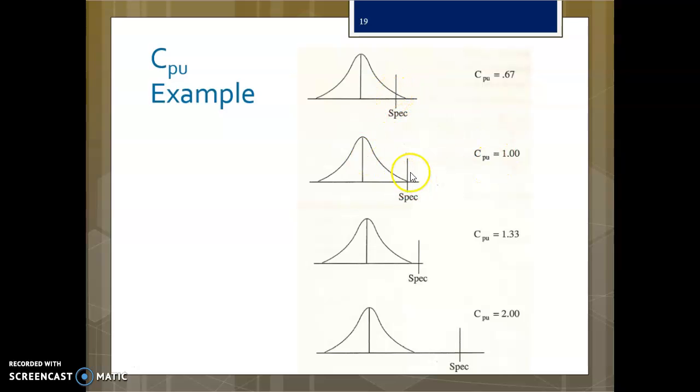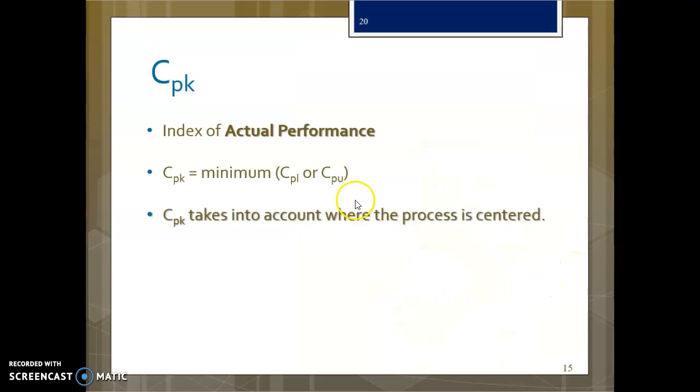Here it's 1, it's perfect, all the upper limits are good. 1.33 means it's even better. And then 2 means they're just really looking good. You're not getting anything, you're getting everything really, really finely made well with hardly any deviations on the high end. Okay, that's what that means.